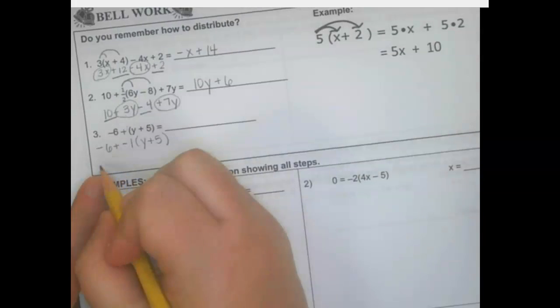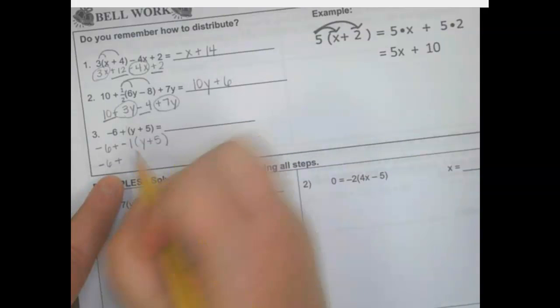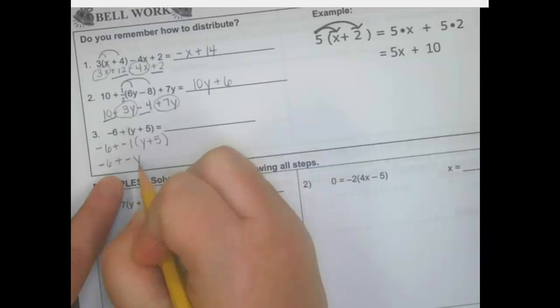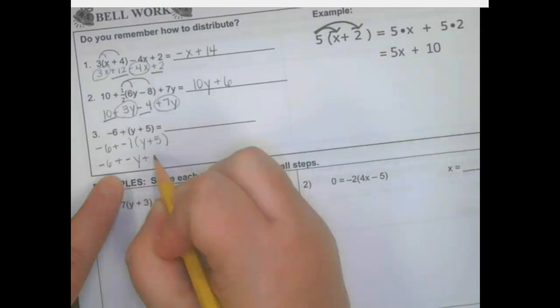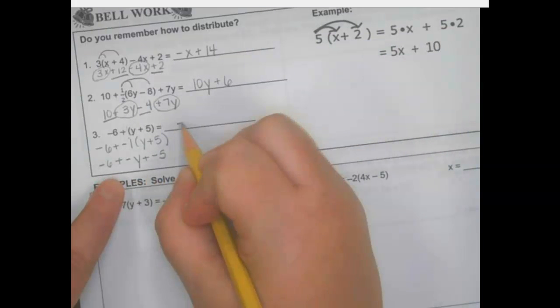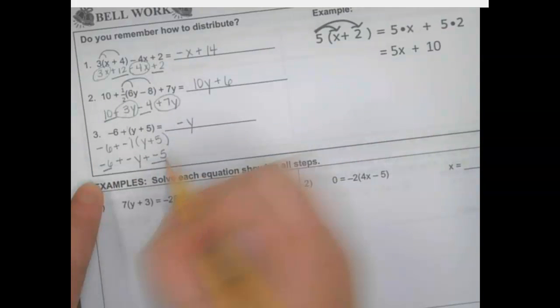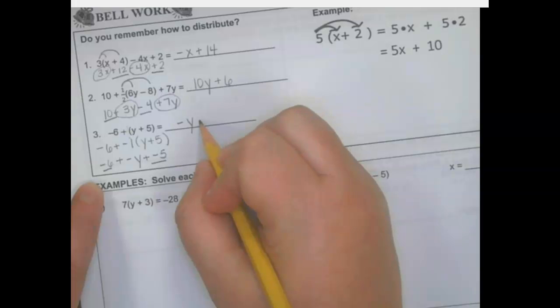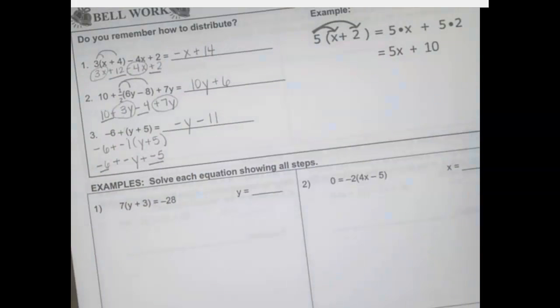All right, so I'm going to distribute. I'm going to keep that negative 6 plus. Distribute. So I have a negative 1y, so negative y, plus negative 1 times 5 is negative 5. I only have one variable, so I don't have to combine it with anything. Negative 6 minus 5 is negative 11. You could have done add plus a negative 11. That would have been fine too.